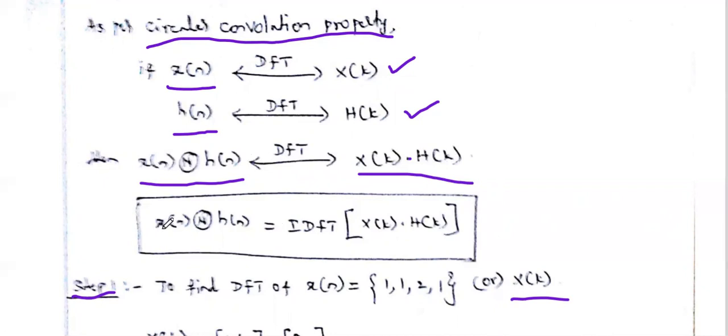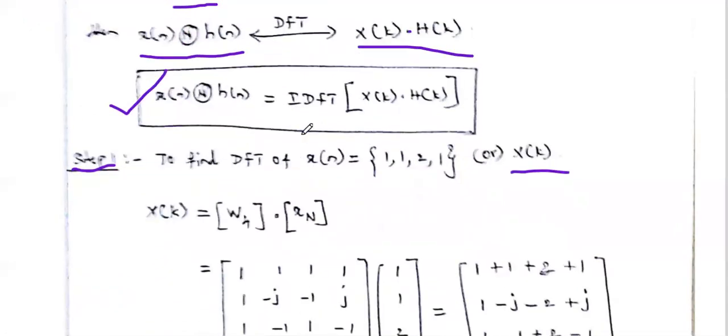So x of n circular convolution with h of n is obtained by taking the inverse DFT of the product X of k into H of k. In the fourth step, for this product X of k, H of k, we take the inverse DFT, and that is the answer for the circular convolution of the two sequences. These four steps we have to follow in order to obtain the result. Now we are going to perform the first step.